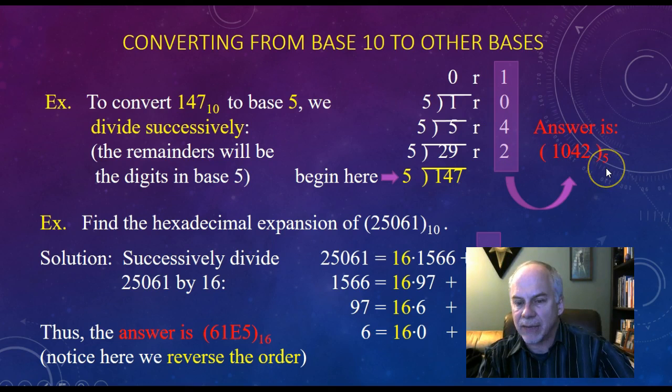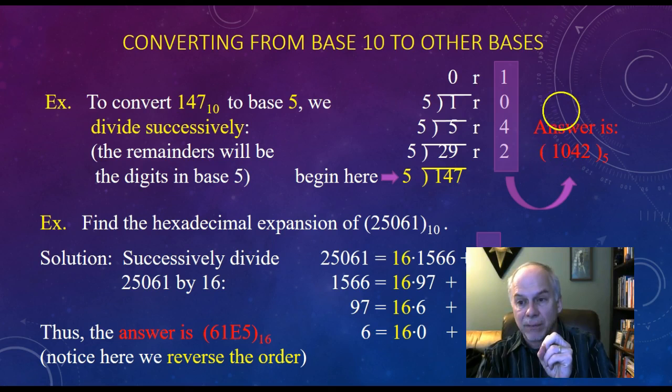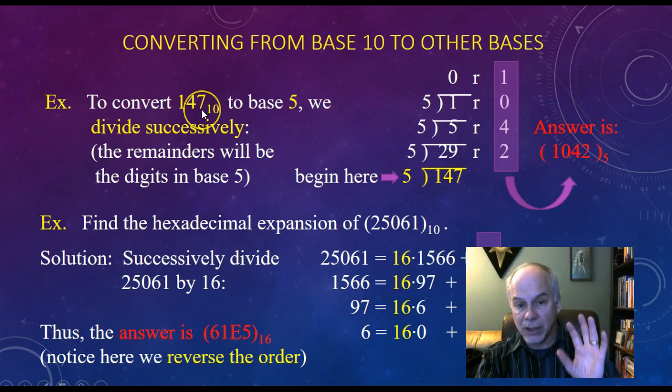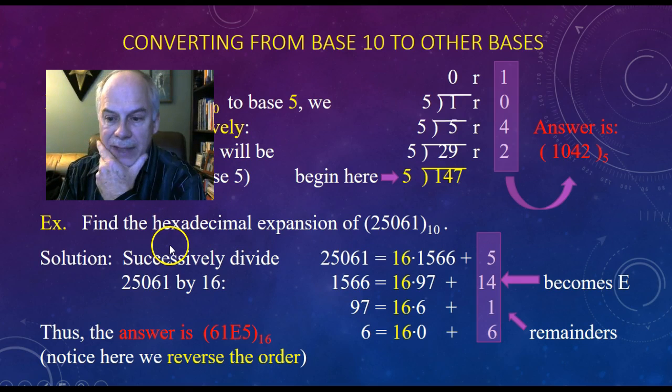1042 in base 5. Now, to verify this, you can go 2 plus 4 times 5 to the first power, plus 0 times 5 to the second power, plus 1 times 5 to the third power. Add that all up, and it should equal 147. Okay? Now, here's another example.